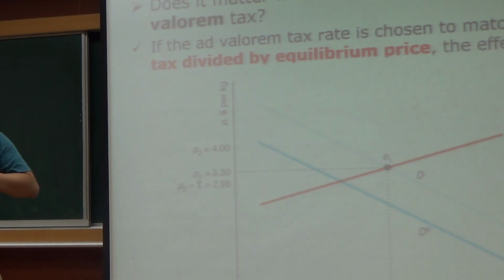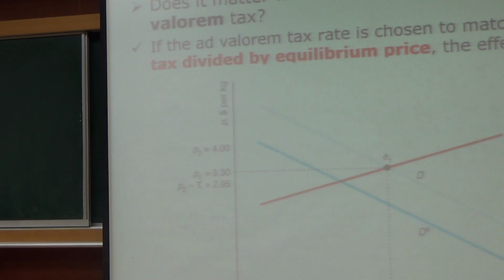Okay, on this slide there is a question: does it matter whether the tax is a unit tax, a specific tax, or an ad valorem tax? So does it matter whether it is 从量 or 从价, right? Unit tax, ad valorem tax. If the ad valorem tax rate is chosen to match the per unit tax divided by the equilibrium price, what does it mean? The effects are the same. What does it mean?